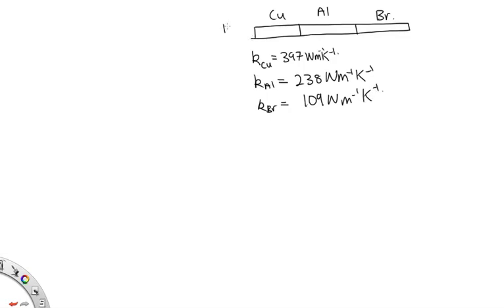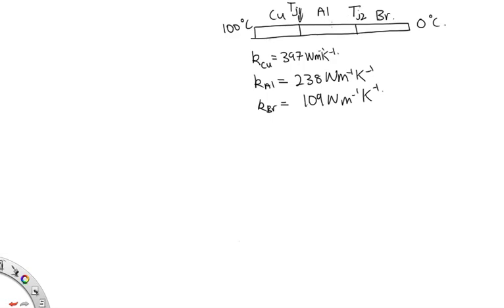This end is the hot end, it's at 100 degrees C. This end's the cold end, it's at 0 degrees C. Let's call this temperature of junction 1, TJ1, and this one temperature of junction 2, TJ2. Okay, so part A is asking us to find TJ1, part B is asking us to find TJ2.